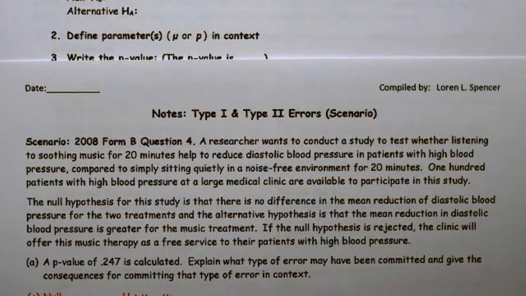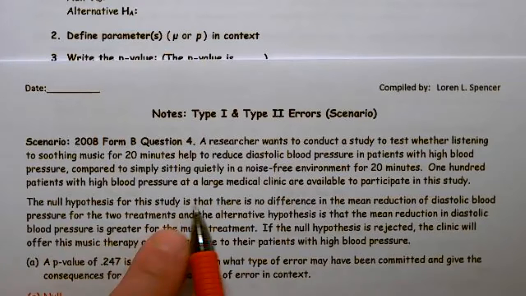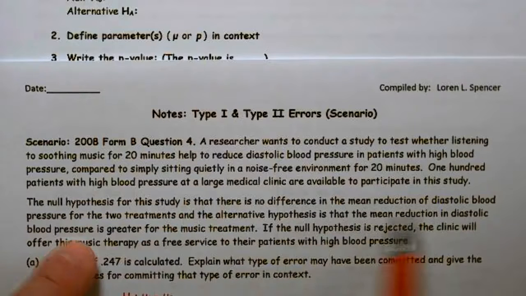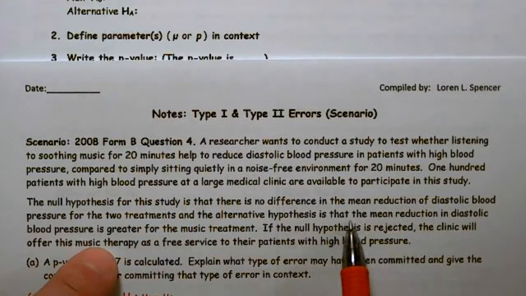The null hypothesis for the study is that there is no difference in the mean reduction of diastolic blood pressure for the two treatments, and the alternative hypothesis is that the mean reduction in diastolic blood pressure is greater from the music treatment. So the null is that there is no difference between listening to music and sitting in a quiet room, and the alternative is that the mean reduction is greater for music treatment. In other words, the music treatment helps more than sitting in a quiet room.